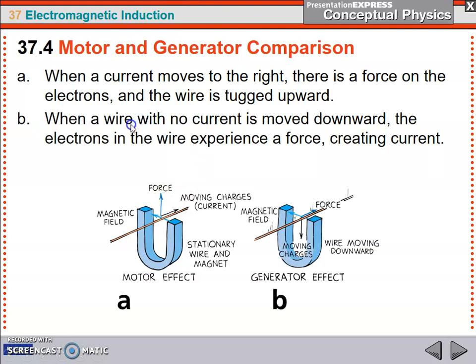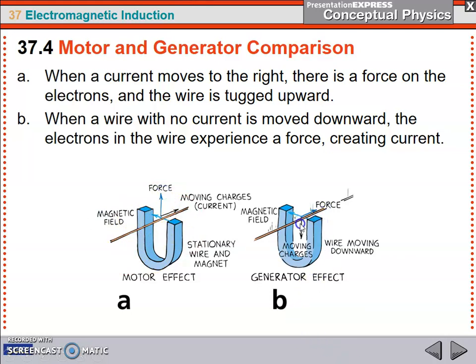B. When a wire with no current is moved downward, the electrons in the wire experience a force creating current. So, if you push the wire down in the direction of the black arrow, that wire is crossing a bunch of magnetic lines. The lines are going across from the north to the south pole of the magnet. And that means that if you're pushing down, you're going to have a force to push the electrons that way through the wire. Okay? So this is the motor effect. You put a current through it and the wire moves. This is the generator effect.